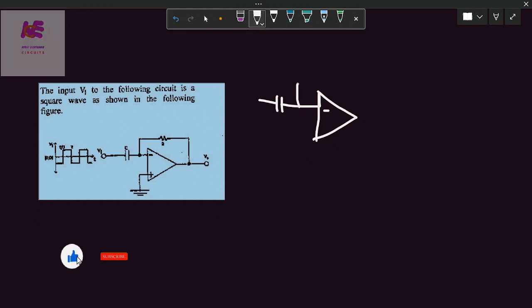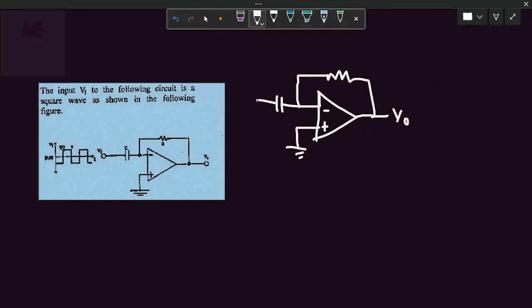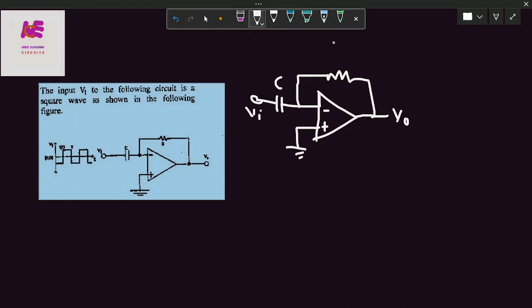This is the inverting terminal, input capacitor, feedback resistance. This is the output voltage. The positive terminal is connected to ground and the square wave input is at the inverting terminal. So this is capacitor C, and the feedback resistor is R.